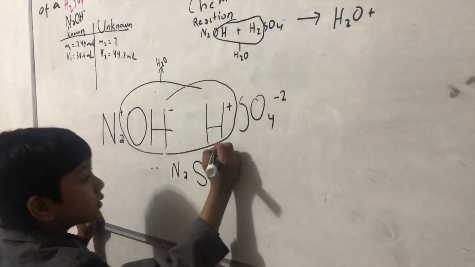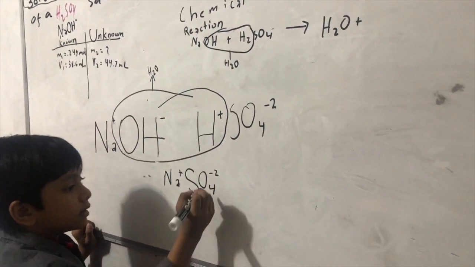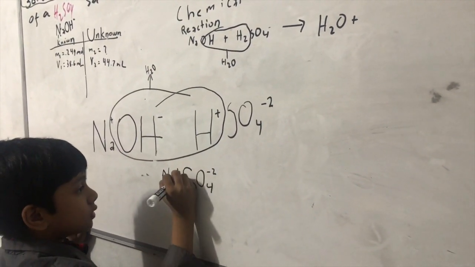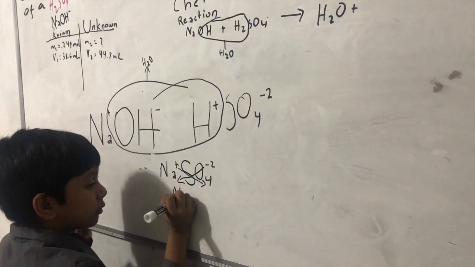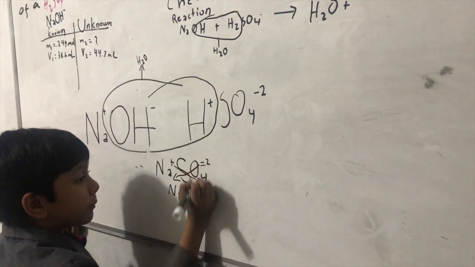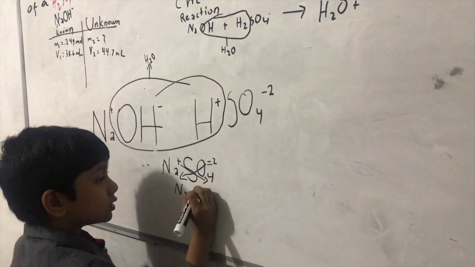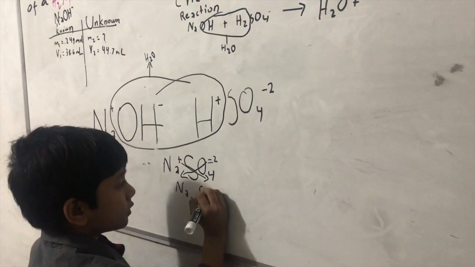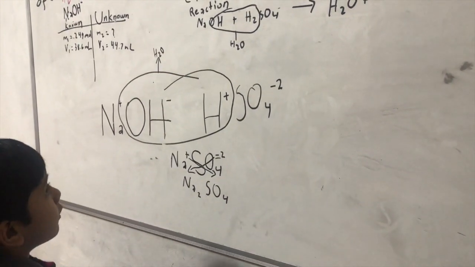So let's put the oxidation states. Now these should go in their original places. So we drop the minus here when we reverse crisscross. So it becomes Na2SO4.